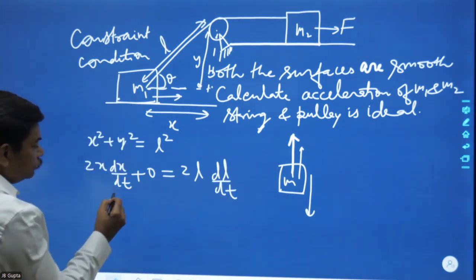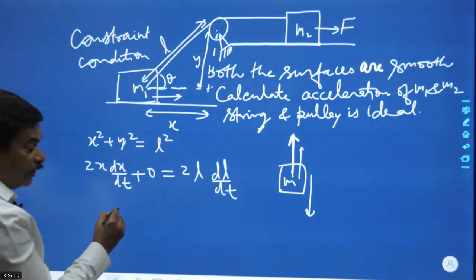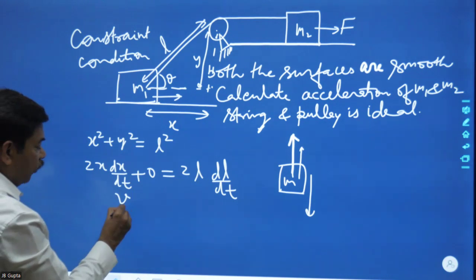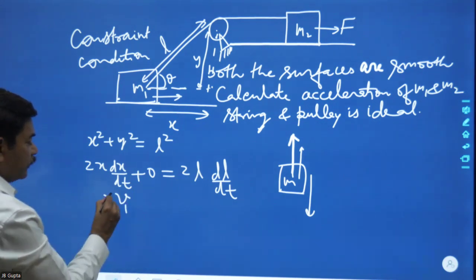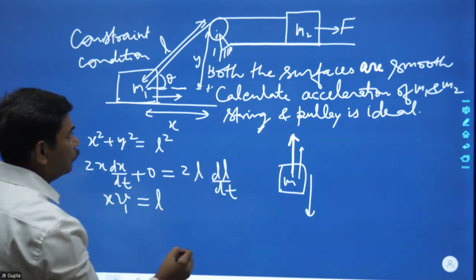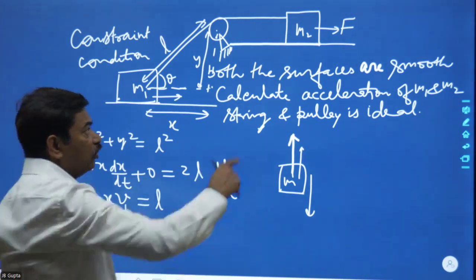So we have dx by dt, which is vx, the velocity of the block. This is v1 into x is equal to L into dL by dt. Now dL by dt will be the velocity of this block. How?